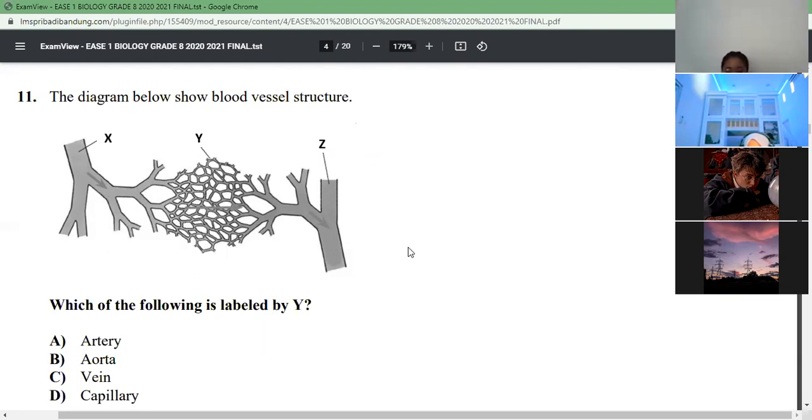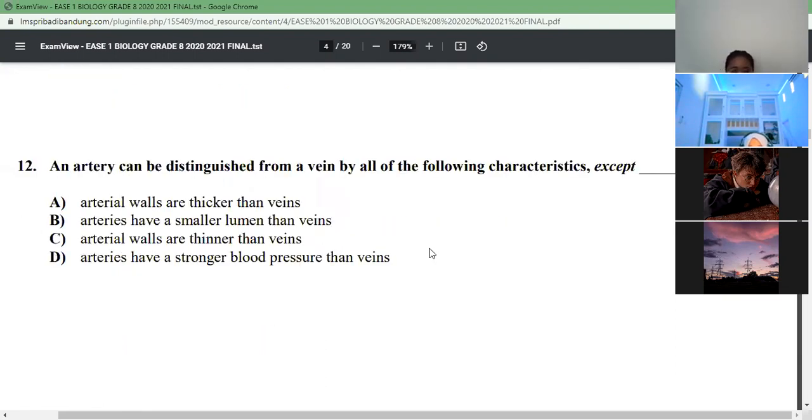Okay, thank you. Next, an artery can be distinguished from a vein by all of the following characteristics, except. So let's compare the structure of artery and the vein. Arterial walls are thicker than veins, indeed. So this is the correct option. The correct statement.